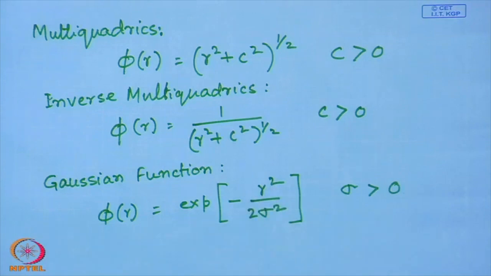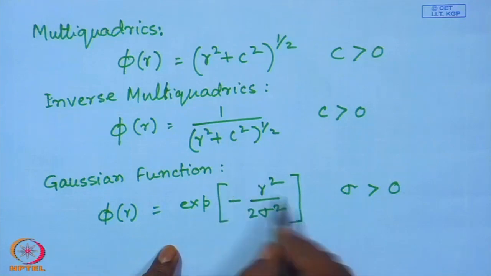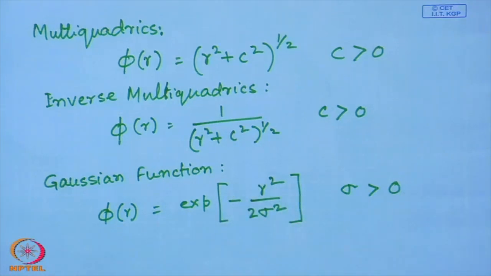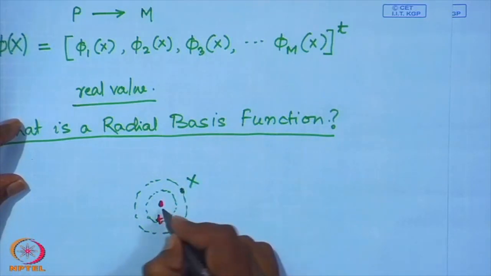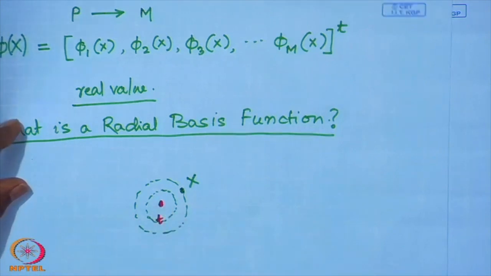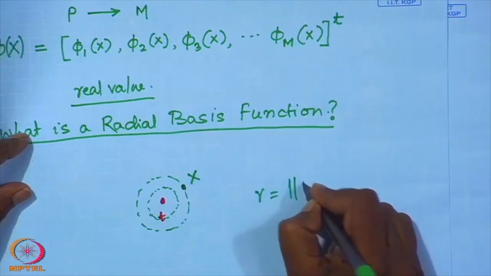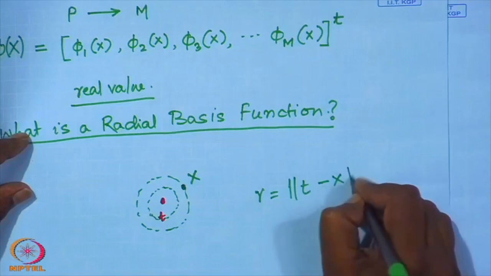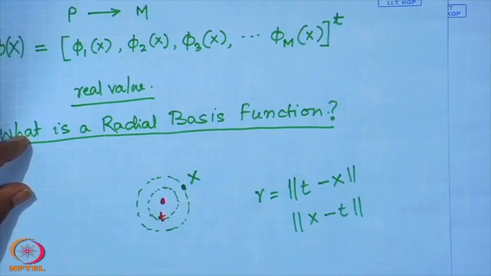And this r is a measure of the distance of the point from what I called the receptor of the radial basis function. So, if I want to compute the radial basis function at a point x, where t is the receptor of this radial basis function, then r is nothing but t minus x or x minus t, which is the distance between x and t.